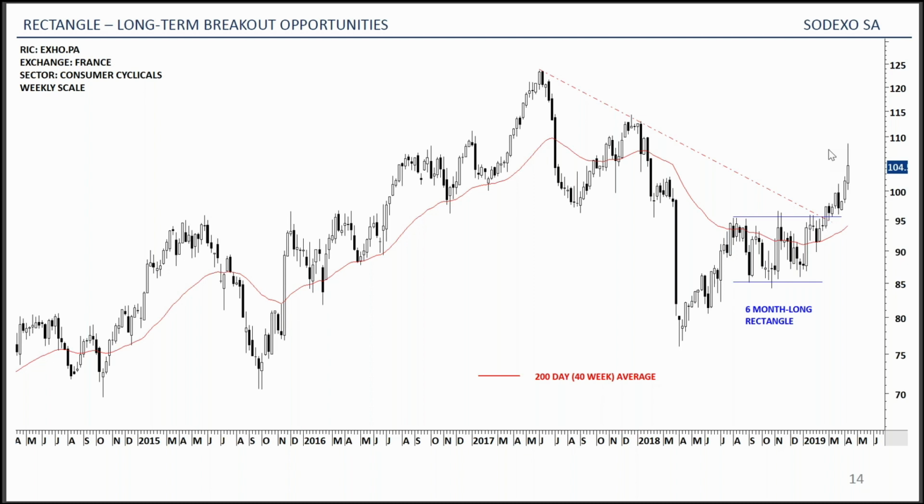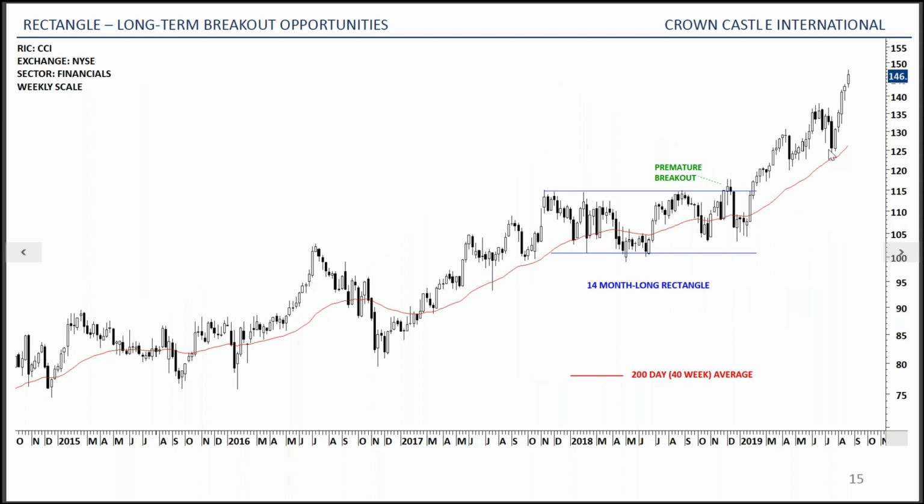If we move to the next one, this is again a weekly scale, another breakout alert that was featured in the global equity markets, Crown Castle International. You can see that the 14-month-long rectangle, several tests of chart pattern boundary. Appearance is the same, a sideways consolidation between the boundaries, 200-day moving average acting as a filter. The breakout is taking place above the 200-day moving average.